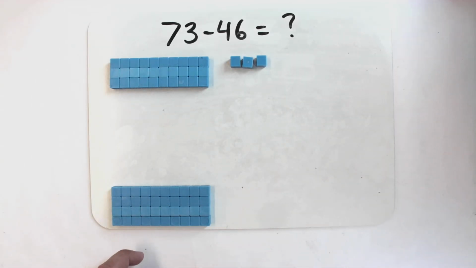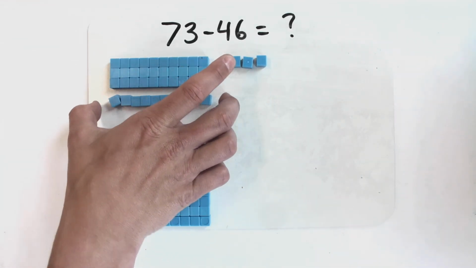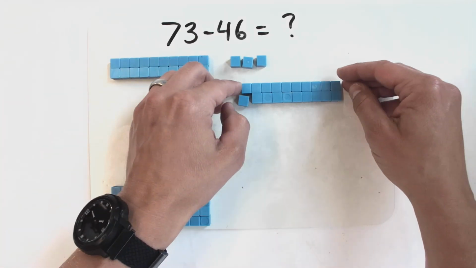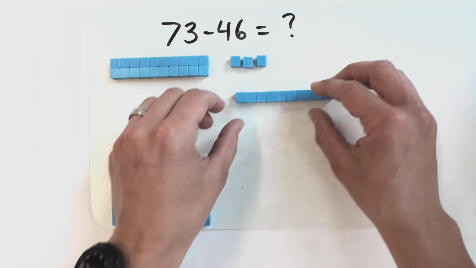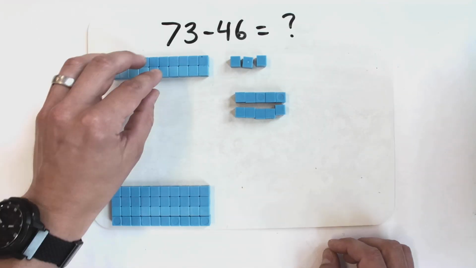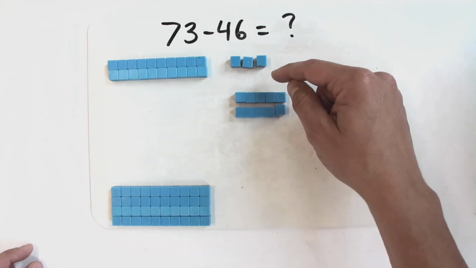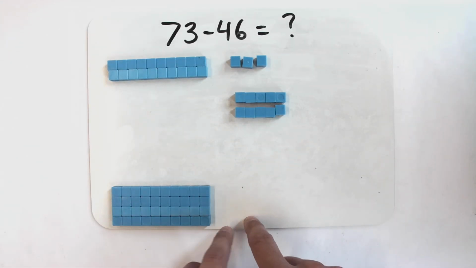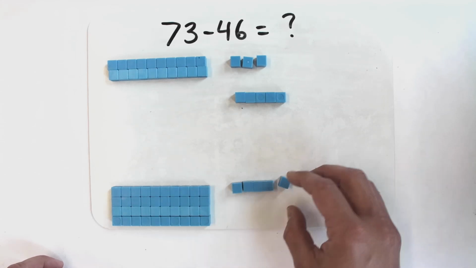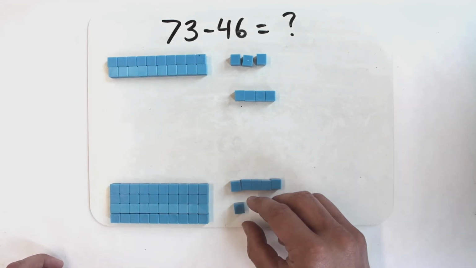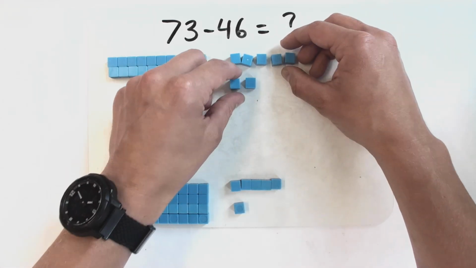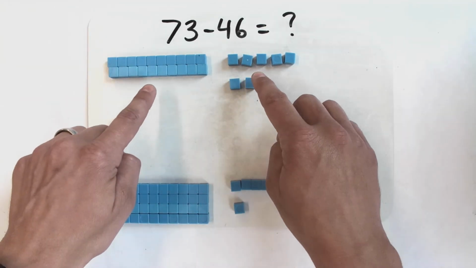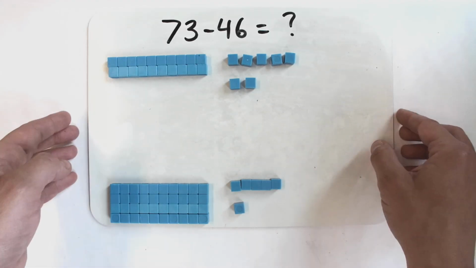So I'll need to ungroup one of these 10s as 10 1s. Okay, so instead of a 10 there, we're going to turn that into 10 1s. So now we have 2 10s and then 13 1s up in our original amount. So again, we need to take away 46. We've taken away 40. So we can take away 6. And then what that leaves us with is 27, right? So when we start with 73, we've taken away 46. What we're left with is that difference of 27. Okay.